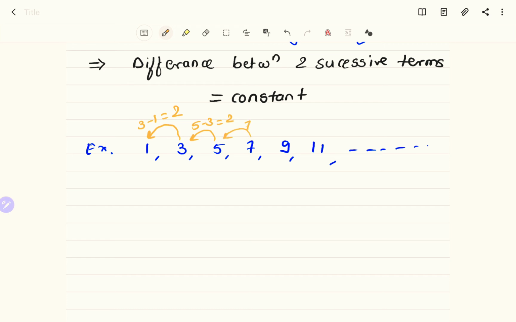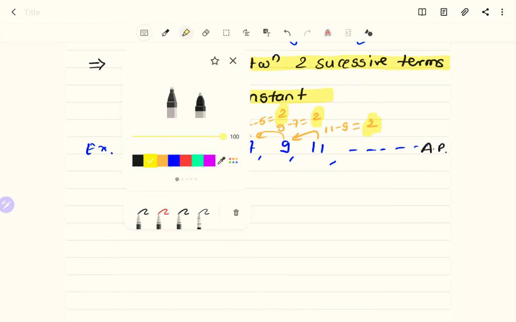What is 7 minus 5? Again the answer is 2. If you do the calculations on and on, you will observe that every time the difference between two successive terms is 2. If the difference between two successive terms is constant throughout, and this 2 is never changing in this particular case, it means this sequence is in arithmetic progression. This is the simple way in which you can identify a sequence in arithmetic progression.